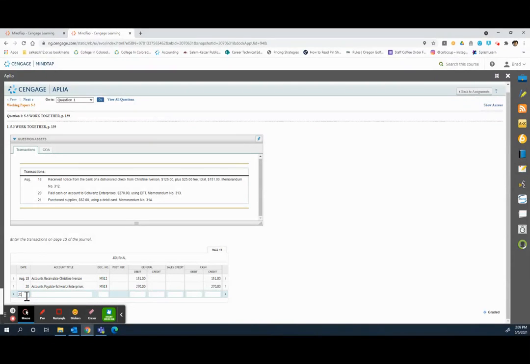Next, on the 21st, we are going to purchase supplies using a debit card. The 2 accounts that we're dealing with are supplies and cash. So in this case, I'm going to record this as supplies. Our source document is Memorandum 314, and we're going to increase supplies by $62, and we are going to cash credit $62 because we are reducing our cash using a debit card. And that takes care of the transactions for 5-3 work together.